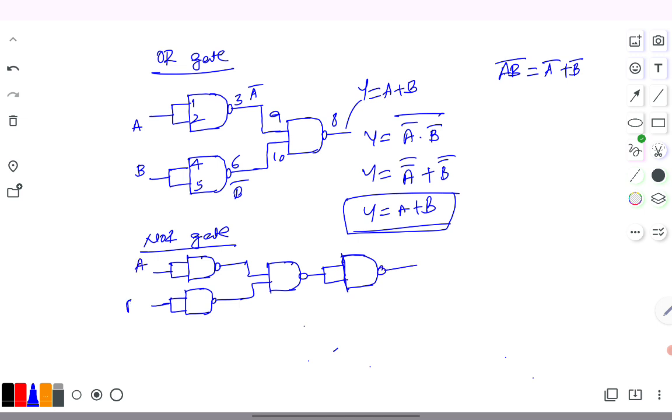This is A, B, pin number 1, 2, 3, 4, 5, 6, 9, 10, 8, 12, 13, 11. Y is equal to, here I explained, here you will get A plus B. Okay, here when you connect this one, input to this NAND gate is A plus B. That means A plus B whole bar, like this.